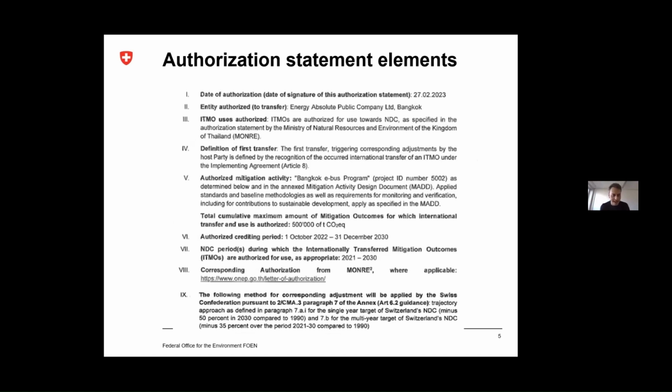So this is, of course, a way too small slide, so I'm very sorry for that, but it's just a screenshot. I just wanted to give you a chance to take a look at it. Again, this is in the public domain: the types of elements that we have put into our authorization statement. Date, the entities authorized, what you can use them for, a definition of first transfer, and of course the activity itself. And then we also always add, for now, and we are very happy to receive feedback on what else we could add or what we should leave out, the total volume that can be transferred as part of this authorization, the crediting period, and until when these units can actually be used. And of course, there's CMA guidance on this, that it should be within the same NDC period. But we also wanted to re-enshrine this in the authorization statement to be very, very clear. And then finally, also our method of corresponding adjustment.